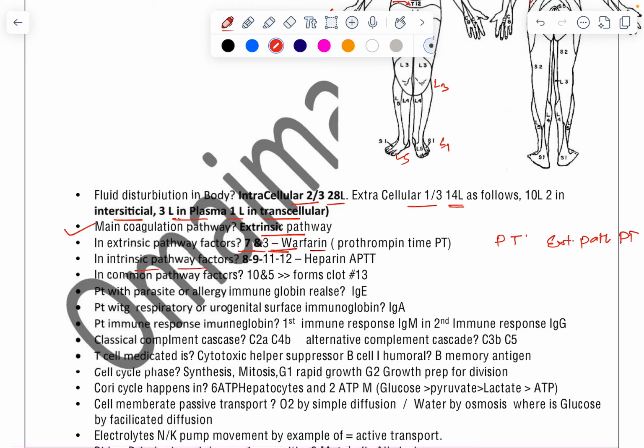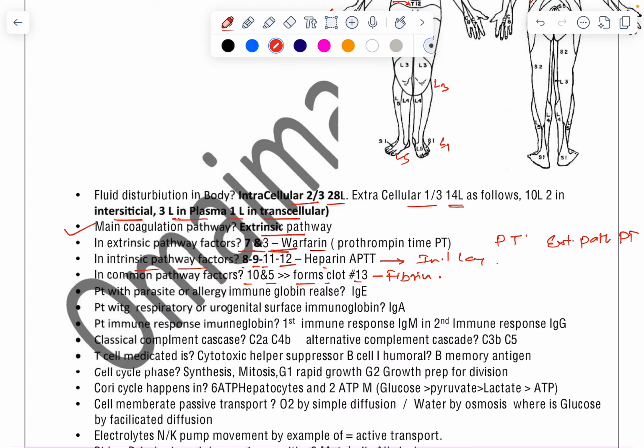Intrinsic pathway starts from 12, 11, 9, 8. Then 10 is there. APTT measures the intrinsic, longer pathway. Common pathway is 10, 5. It forms the clot: fibrinogen to fibrin, and factor 13.